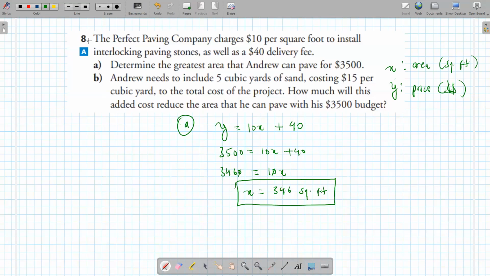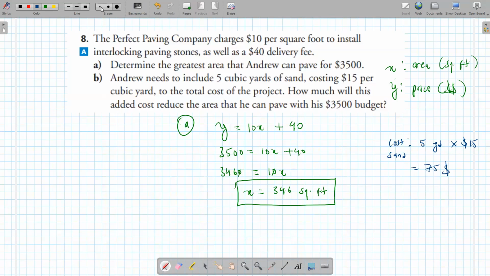Think about it like this. What's the cost just for the sand? We need 5 yards of it, right? And each yard costs $15. So the cost of sand alone is going to be 15 times 5. It's going to be $75. Okay. That means from his budget, the money he has left for the paving is going to be 3,500 minus 75.